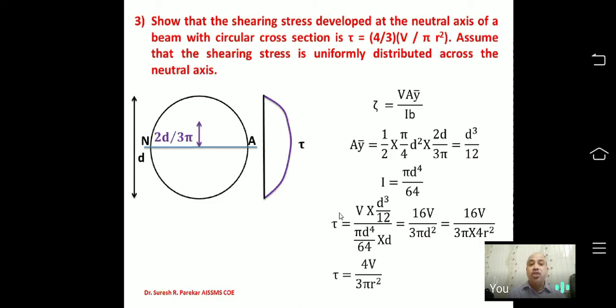I am repeating this so many times, so you have to keep in mind. It should be fixed in your head that the curve form is a parabola.